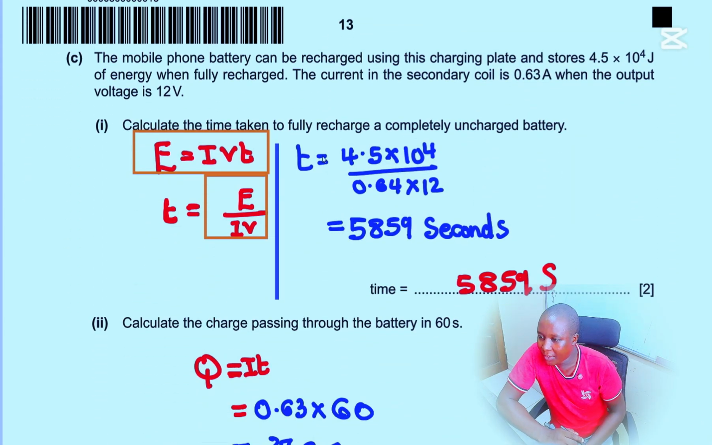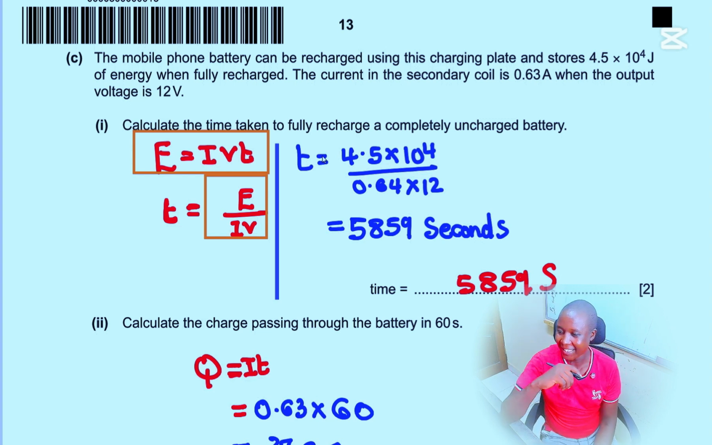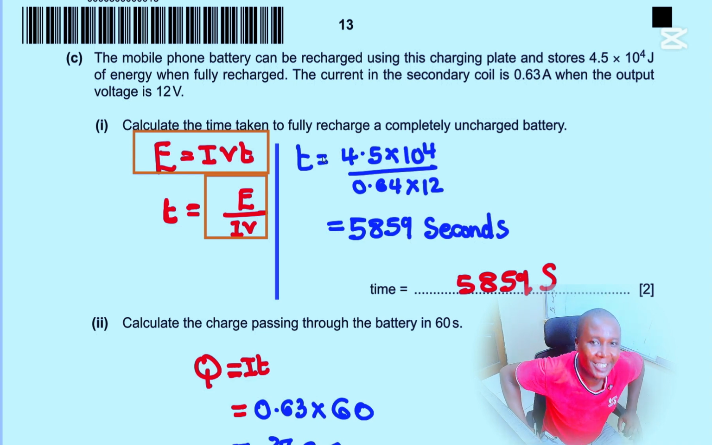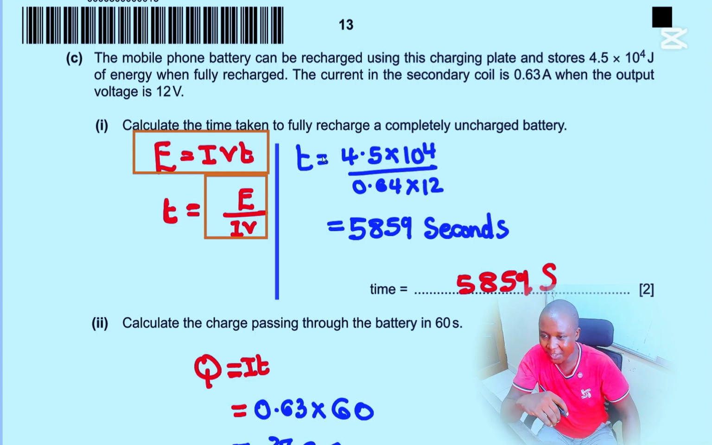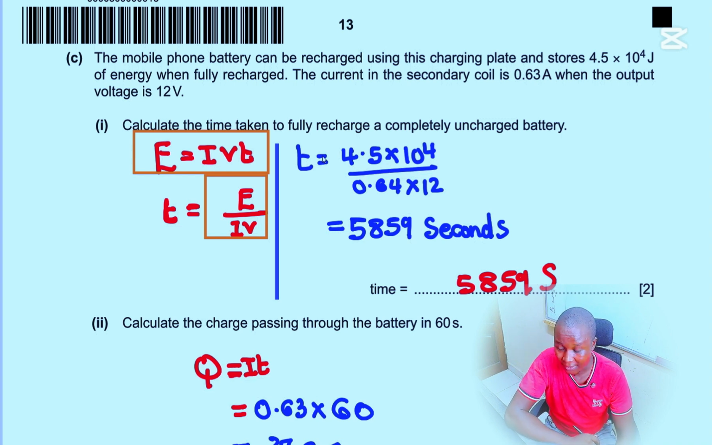The mobile phone battery can be recharged using this charging plate, and it stores a total of 4.5 times 10 raised to power 4 joules. The voltage is 12 volts. So calculate the time taken to fully charge. Remember, electrical energy is given by IVT. I is current, V is voltage, and T is time, and time must be in seconds. If you are given minutes during the exam, remember they are tricking you. They want to make you fail. Remember, time has to be in seconds. Don't forget that.